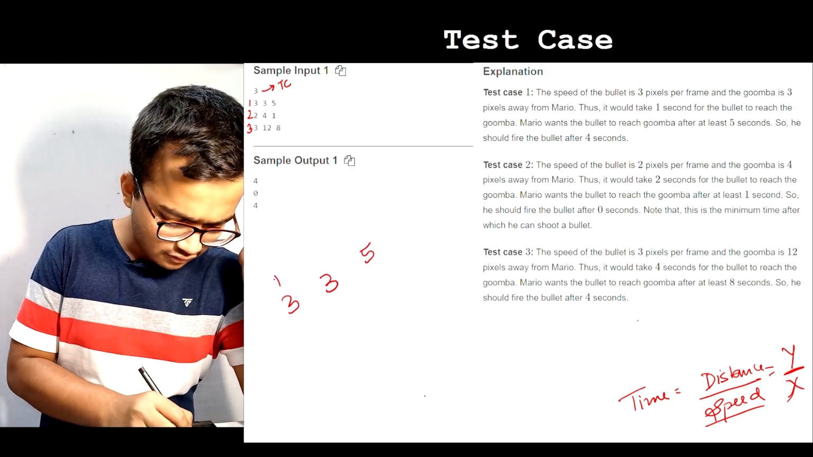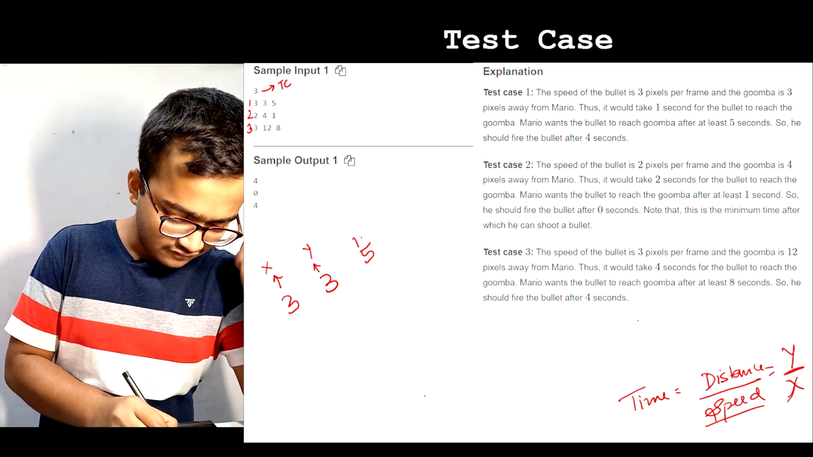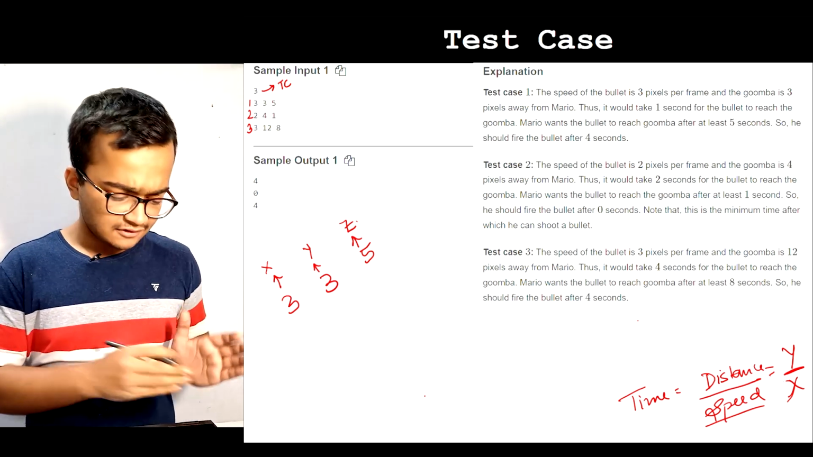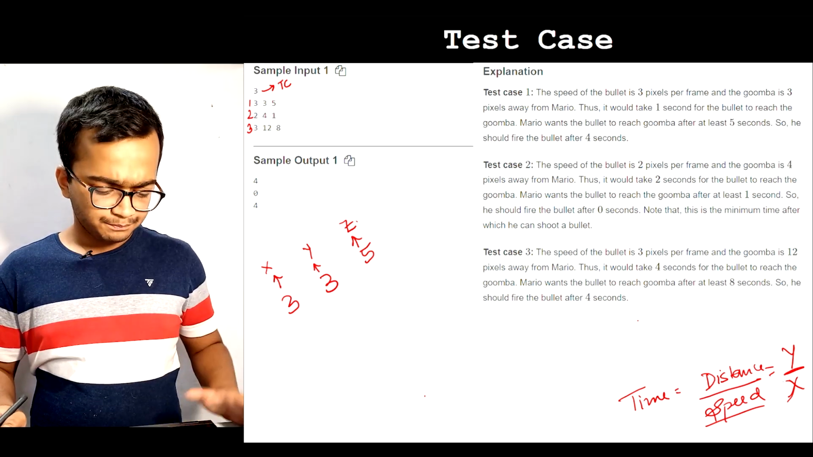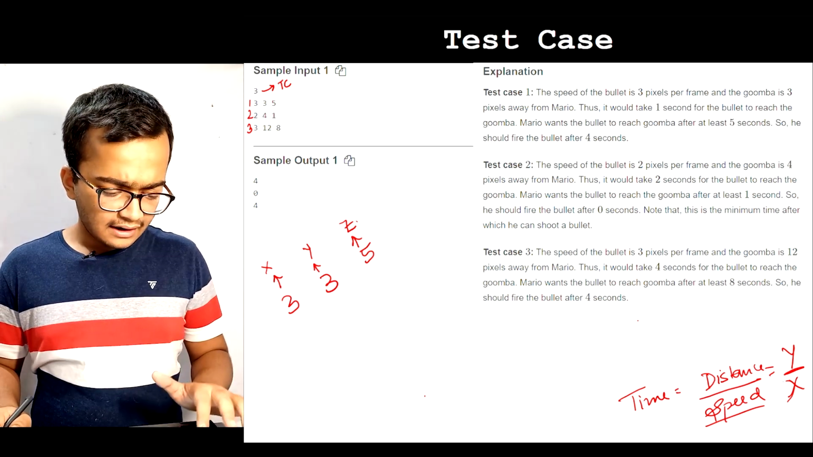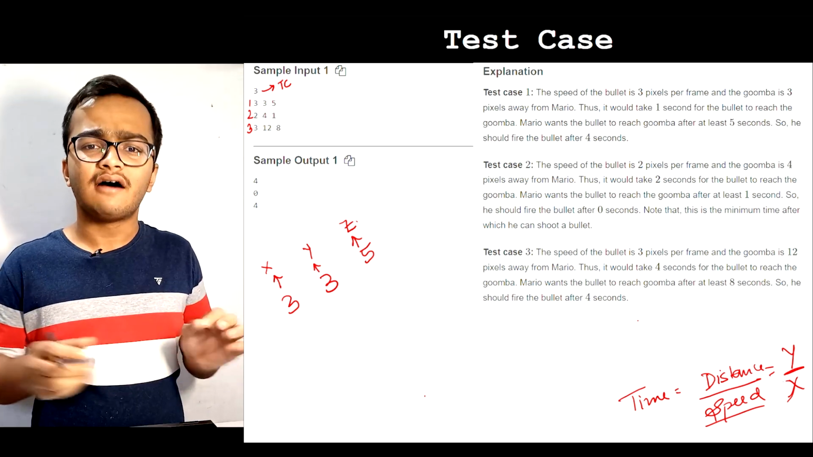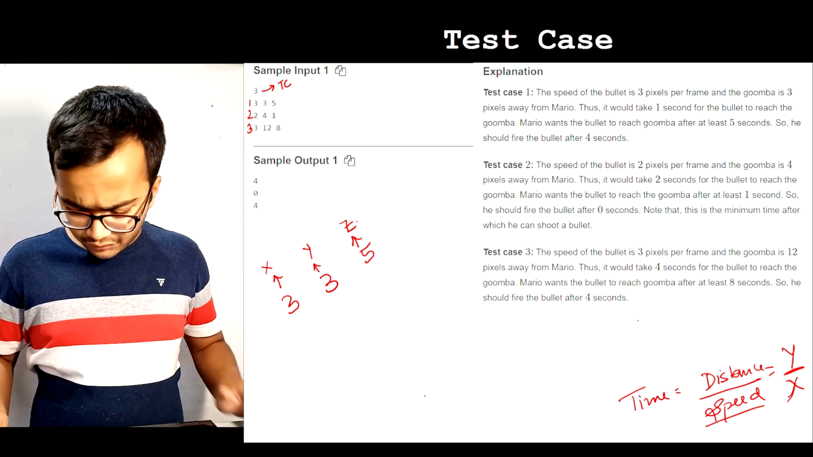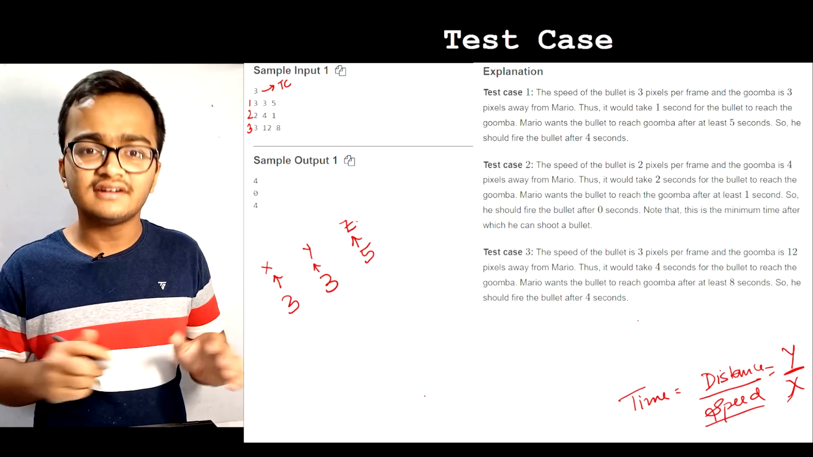335. The first 3 corresponds to x, the second 3 corresponds to y, and the 5 corresponds to z. We have the speed of the bullet, and we have the distance between Mario and Goomba. And 5 is the number of seconds after which Mario wants the bullet to hit Goomba. So we will find the time taken by the bullet to cover the distance.